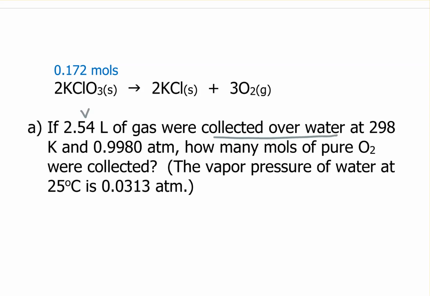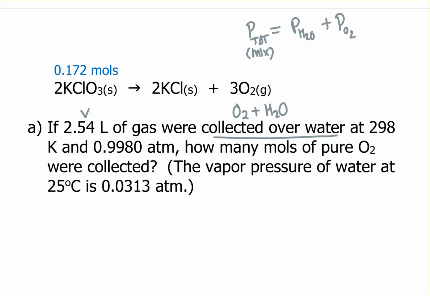So anytime you have a gas collected over water, which our gas in this case is oxygen, that means that it's going to be mixed with gaseous water. So that brings up Dalton's law of partial pressures. The total pressure, or the pressure of the mixture, is going to be the sum of the partial pressure of water and the partial pressure of the other gas that you're collecting.